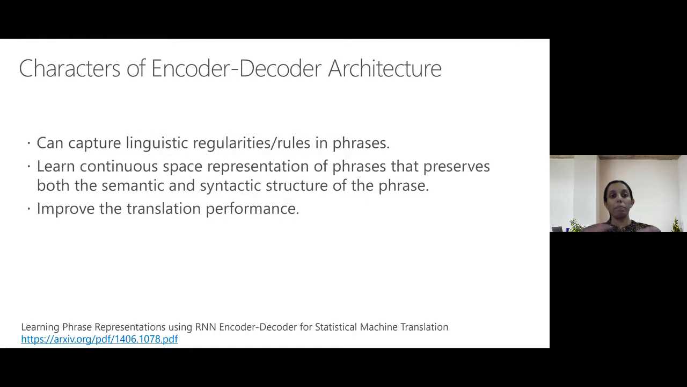I think I've alluded to this over the past couple of slides: the main thing about an encoder-decoder architecture is it can capture linguistic regularities and rules and phrases. It can improve translation performance, and it can learn continuous space representations of phrases that preserve both the semantic and syntactic structure of the phrase. Again, there are links to papers on arXiv if you're interested.